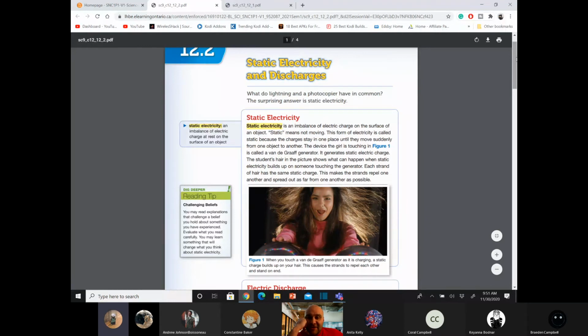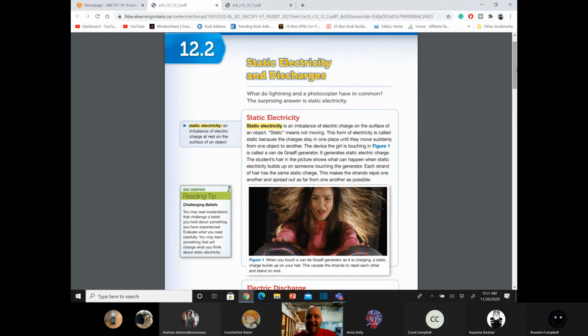The device the girl is touching in figure 1 is called a Van de Graaff generator. It's kind of hard to see, but it's like two giant silver balls on sticks, and electricity is essentially passing through her body into her hair. Her hair ends up being, I guess, all negatively charged. We just learned in the last section that a whole bunch of negatives are going to repel each other, and so that's why the hair stands up. Anyway, it generates static electric charge.